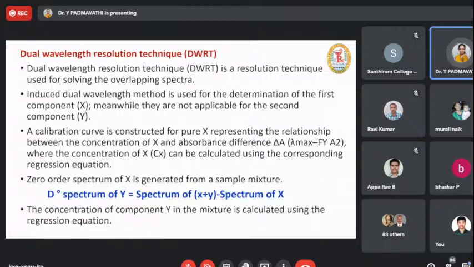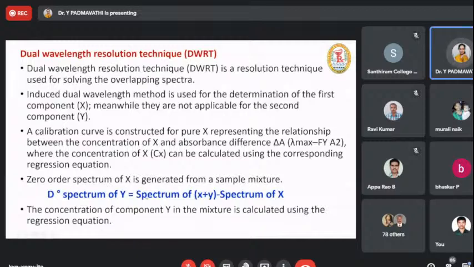Practically, when you do this, what does it indicate? If you can generate a regression equation, it indicates that whatever spectral data you obtain from this method is purely because of one compound. So after doing this induced dual wavelength calculation, you can generate the zero order spectrum of X from the sample mixture. The sample mixture consists of both X and Y. I just cancelled the absorbance effect of Y by using the equality factor. Then I generated absorption spectra of a series of concentrations of the sample mixture, considering that whatever absorbance you got is only because of X. So that's done. In this dual wavelength resolution method, you are just calculating.